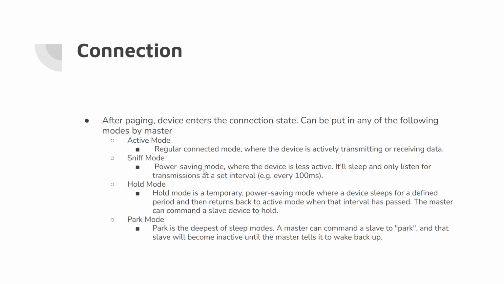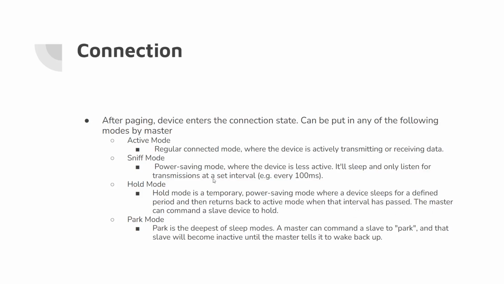Sniff mode is a power saving mode, which I imagine would be used a lot more in IoT devices and BLE type of devices, where the device is less active, sleeps, and only listens to transmissions at some time interval, which can be configured by the user or set by whoever is manufacturing the device. Hold mode is a temporary power saving mode, where a device sleeps for a defined period and then returns to active mode when that interval has passed.